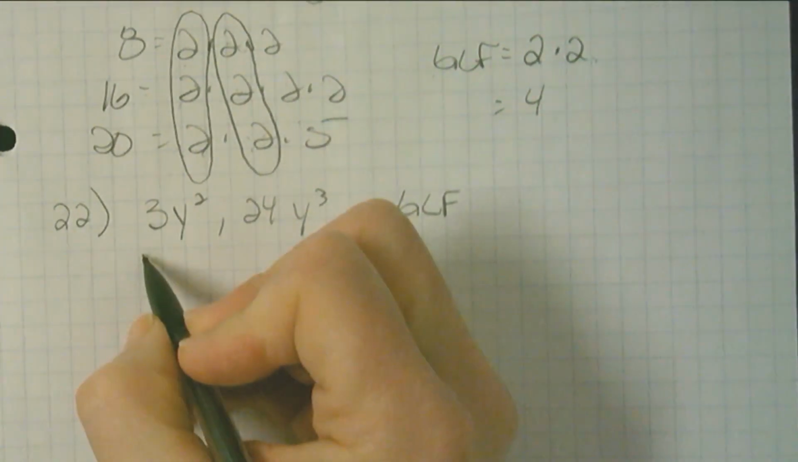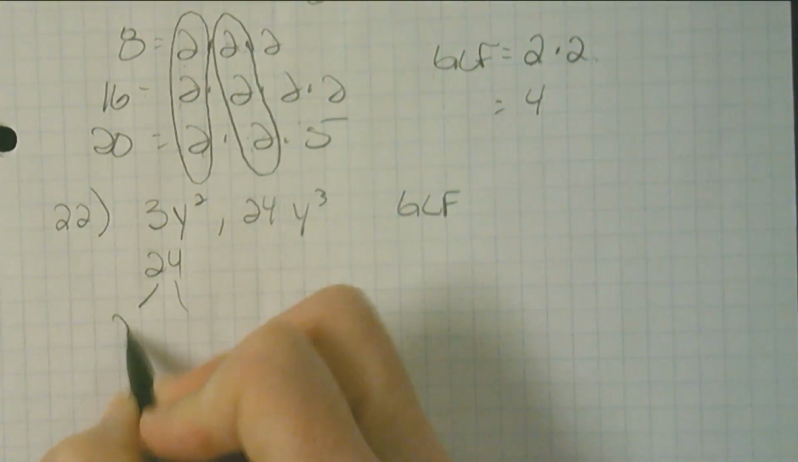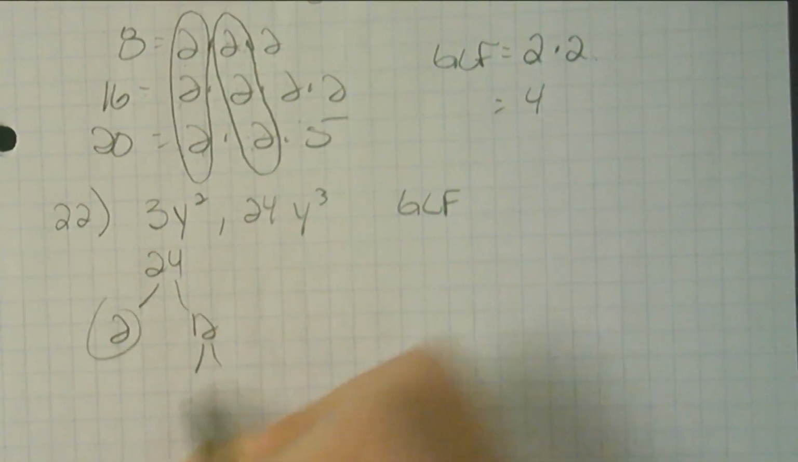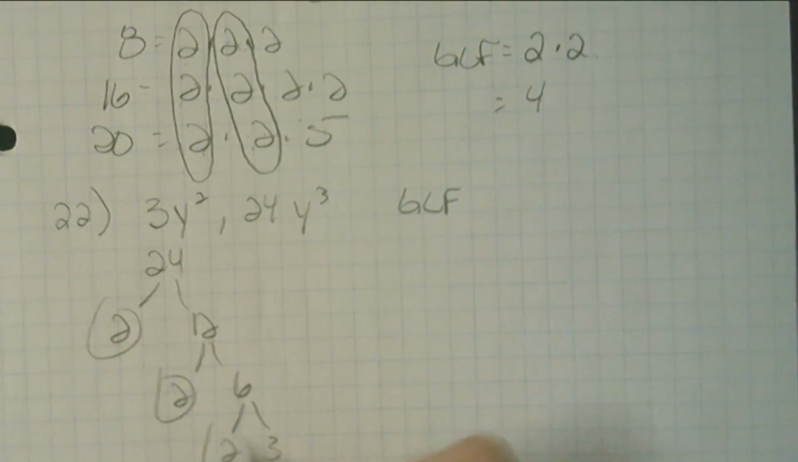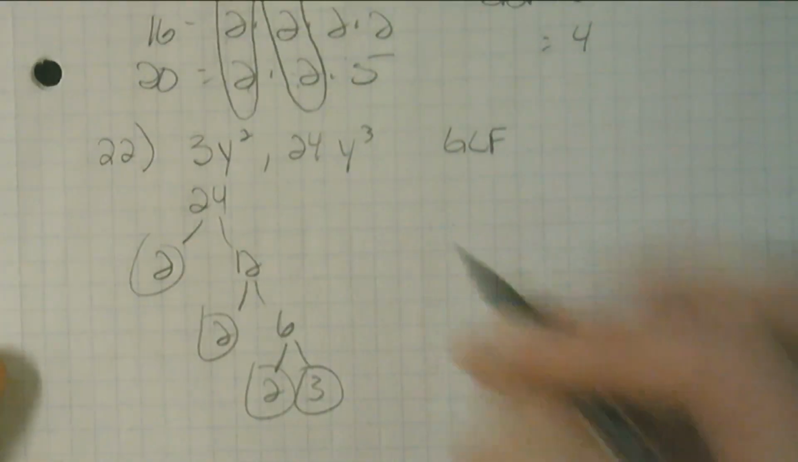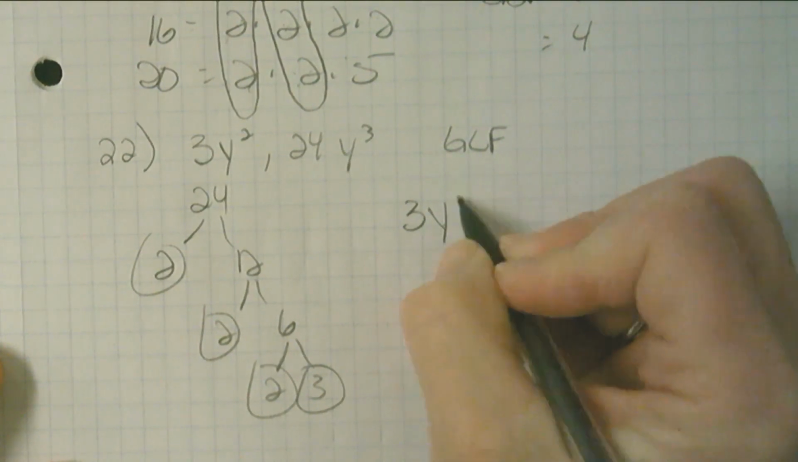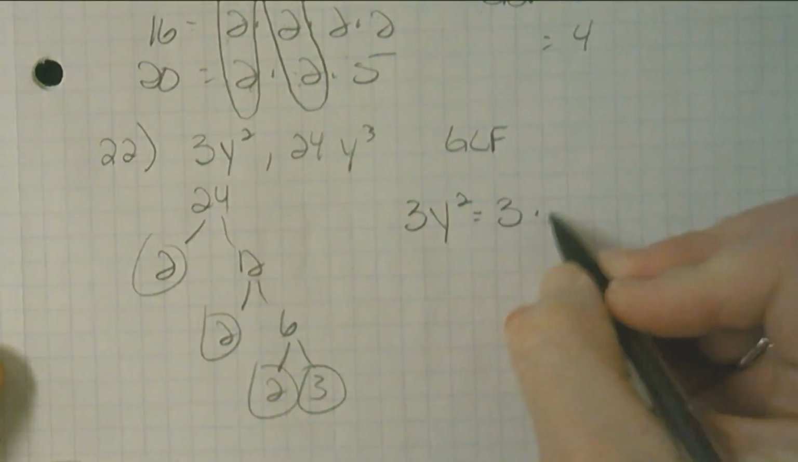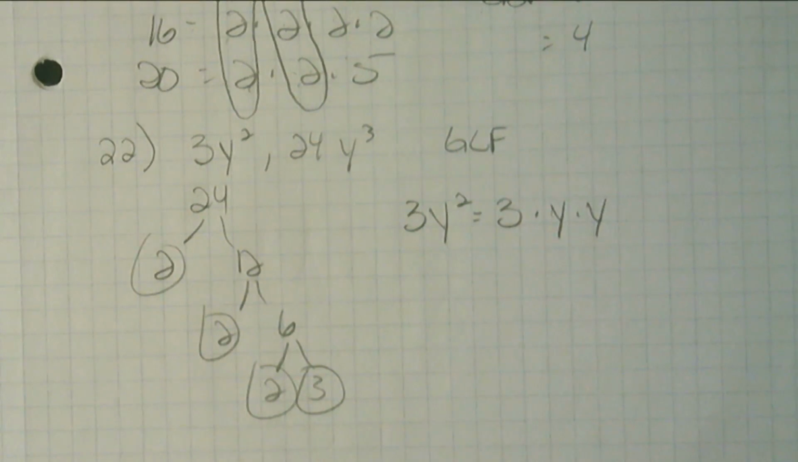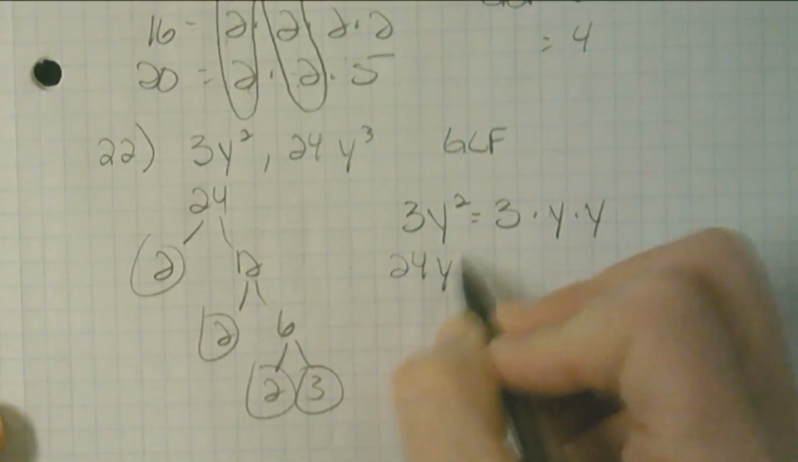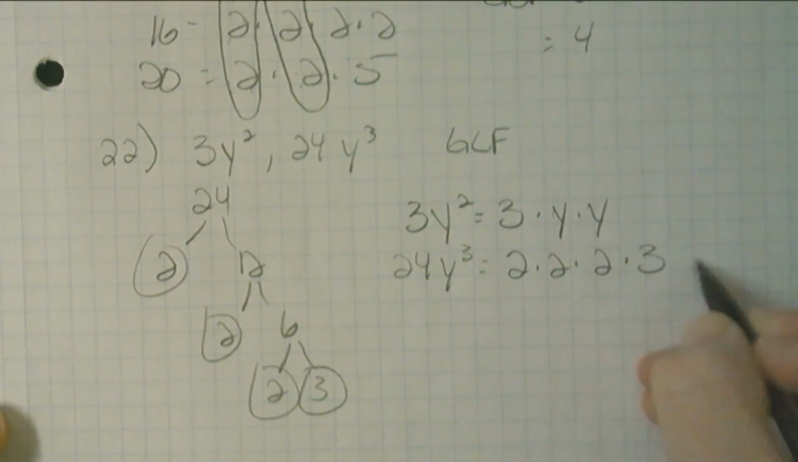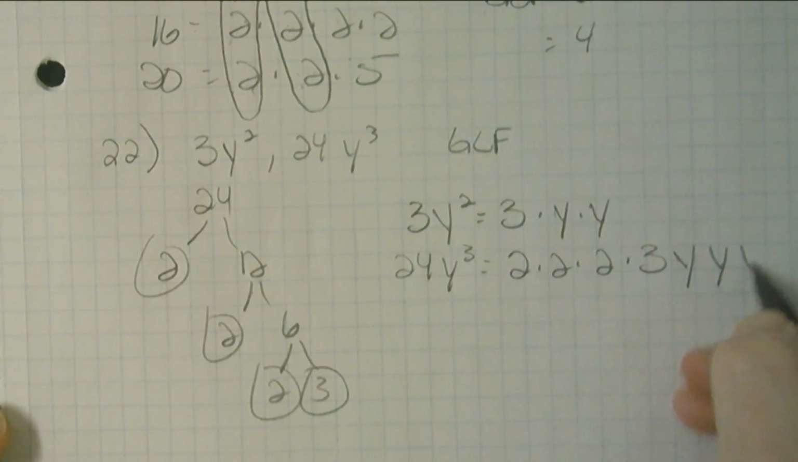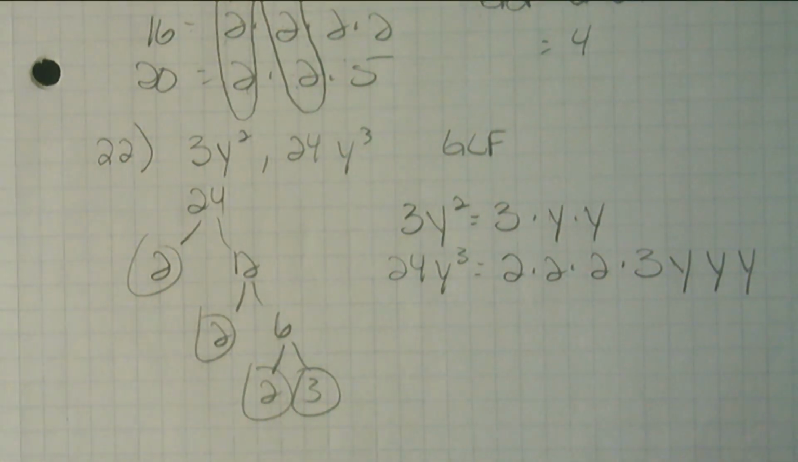All right, we have 24. That's going to be 2 times 12. 2 is prime. 12 is 2 times 6. 2 is prime. 6 is 2 times 3. Both of those are prime. All right, so now I'm going to list this. I have 3y squared is equal to 3 times y times y. I do have to see this list written out. 24y to the third is going to be 2 times 2 times 2 times 3 times y times y times y. So Angela, are you cool so far?